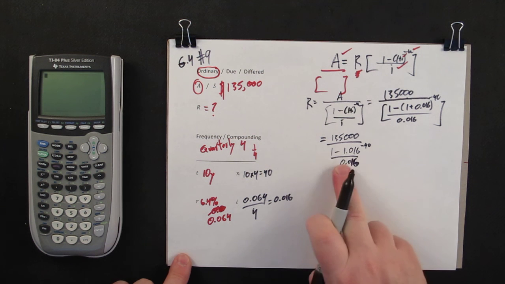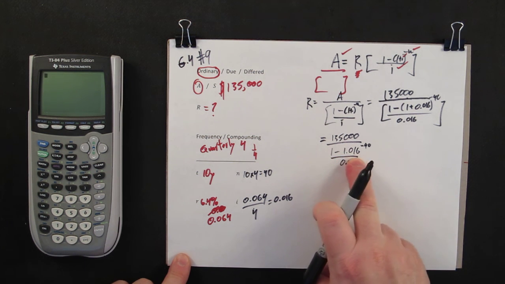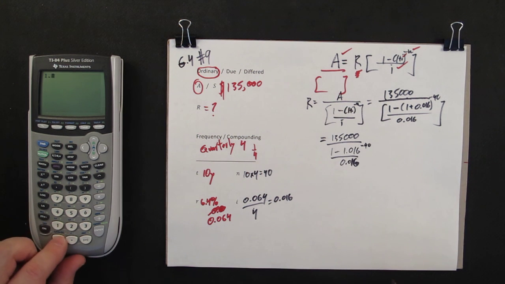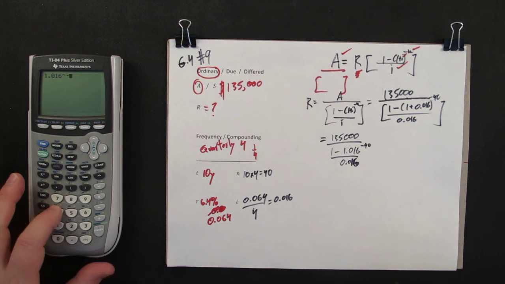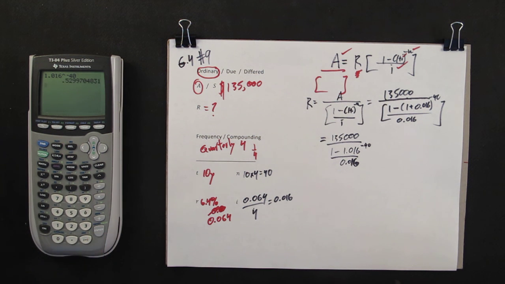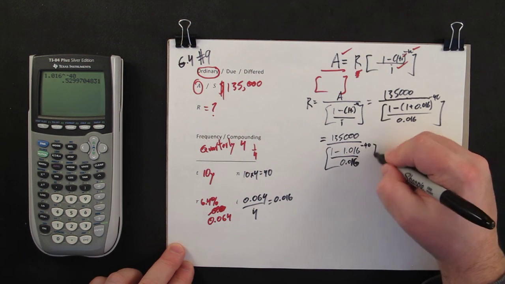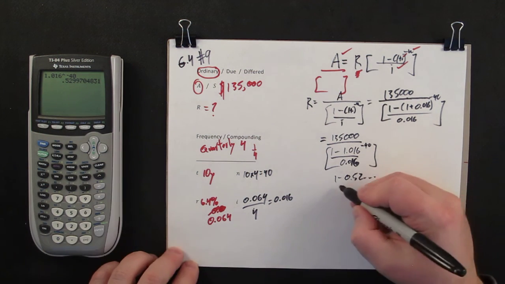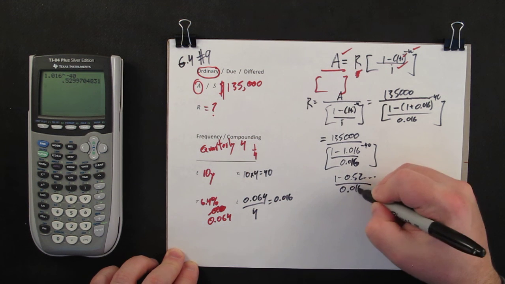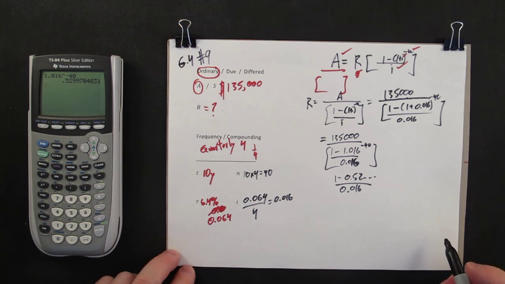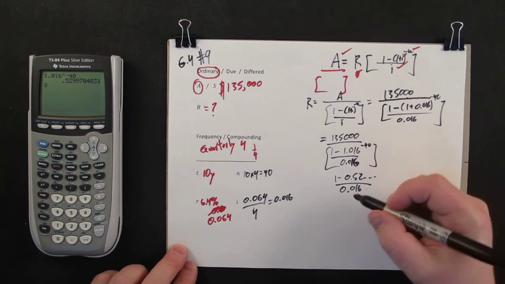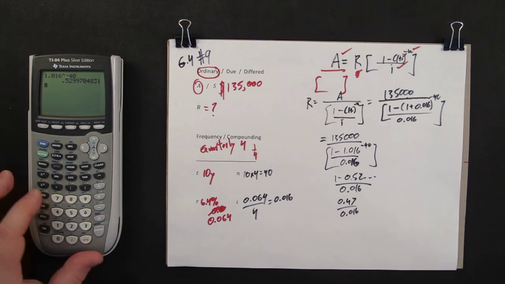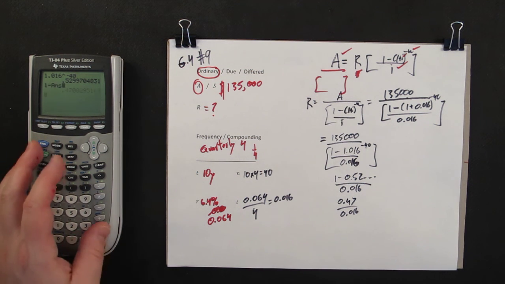All right, so 1.016 to the minus 40, that's again going to shrink because there's a negative power there. So this term in the brackets is going to be 1 minus 0.52. Again, keep all the decimals. Don't round until the very end on this. So that is 0.47 over 0.016.